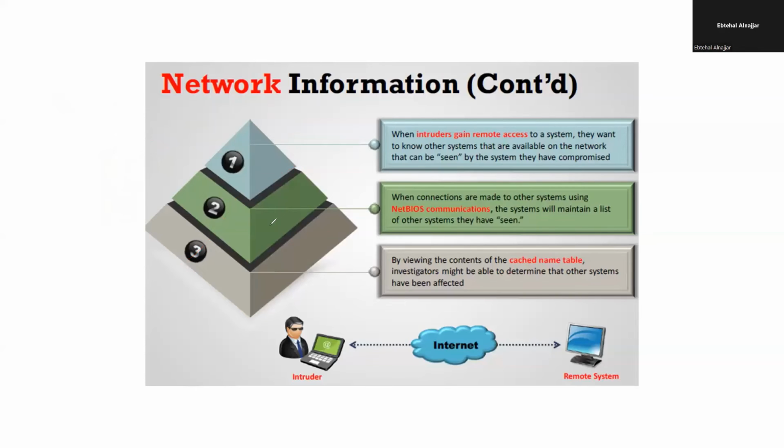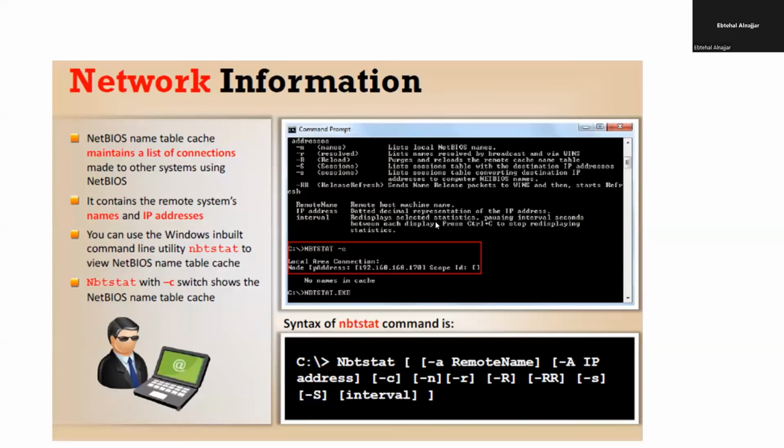details. So what you really need to do, as a first responder or someone investigating the case, is go and collect these connections and see what exactly this computer is communicating with. Because, as I mentioned, it will help the investigator determine how much damage was done in the network. Okay, so network information, as you can see here, the NetBIOS names table cache maintains a list of all the connections.